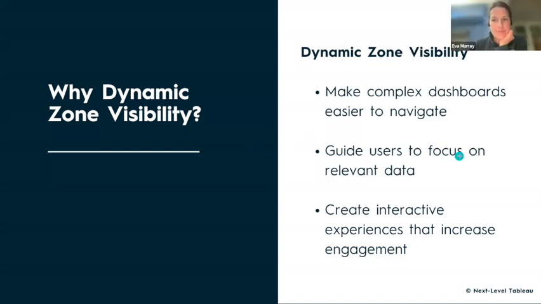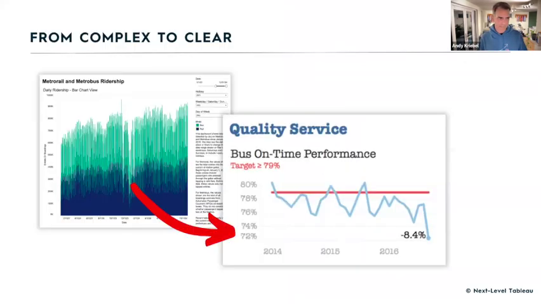Thank you. Okay, great. Going back to why we want to use dynamic zone visibility, a bit of a recap here. We're trying to make complex dashboards easier to navigate. We want to guide the user through the relevant data, right? So I did that map drill down. The data became more and more relevant as I drilled down. And it creates a really fun, unique, interactive experience, which will increase engagement. Ultimately, our goal is to go from something that's complex, this is from the Washington, D.C. metro station, to something that's much clearer and easier to understand. That should be our goal with all dashboards that we're building.